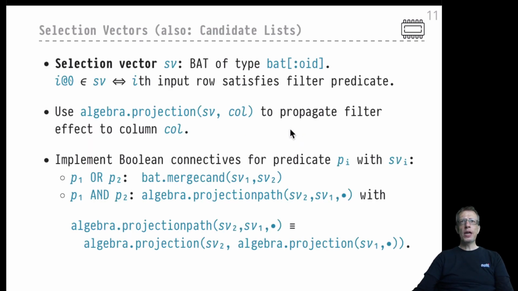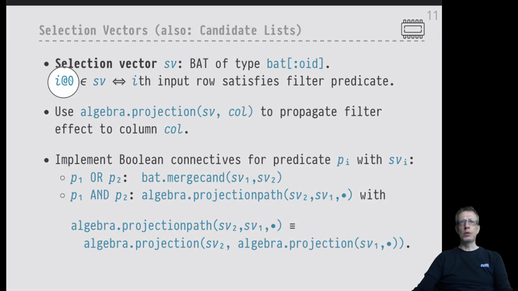So just to recap and summarize, the semantics of selection or filters are actually implemented in terms of candidate lists or selection vectors. Both are synonyms in this context. Such selection vectors are just BATs of tail type OID, in which an entry signals that indeed this particular row with this OID has been able to qualify regarding the predicate that is currently under evaluation.